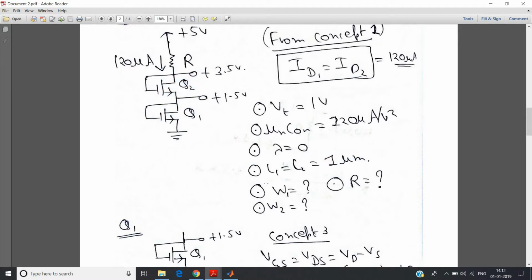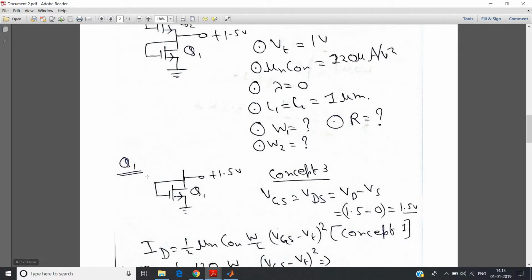Okay. Now what are the values you have to calculate? Number one is W1, that is the width for the Q1 transistor, and W2, that is the width of the gate for the Q2 transistor, and what is the value of this resistance R. Okay, so let us go one by one. So just take the Q1 transistor and draw it separately. If you draw separately when you are considering a particular transistor, then you will not get any confusion. So to avoid confusion, I always suggest drawing the transistor part separately.